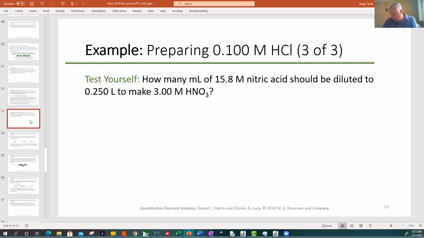times 3.00 moles per liter divided by 15.8 moles per liter, right? And that will be equal to 47.5. Yes.